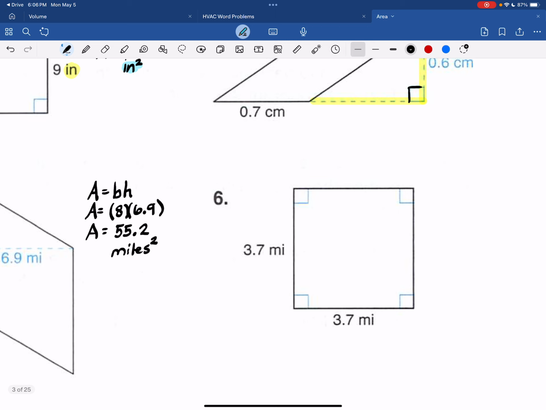And number 6 is a square, true square, so we can use s to the second. One side is 3.7. Remember, that doesn't mean 3.7 times 2. It means 3.7 times 3.7, times itself. So the area here is 13.69, and I'm using a calculator. I should have told you that. No way I could do that in my head.